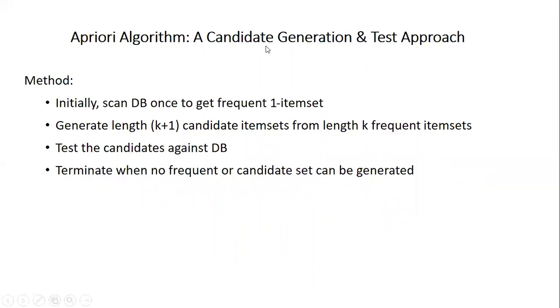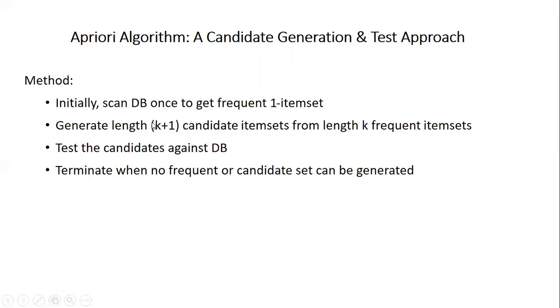So it is basically a candidate generation and test approach. Generate candidate and test. Okay, that is the Apriori algorithm, a generate and test approach. So the steps in the Apriori algorithm are like this. First, initially we scan the transaction database to get the frequent one item sets. When I say frequent one item set, I mean the item set which has only one item at a time.